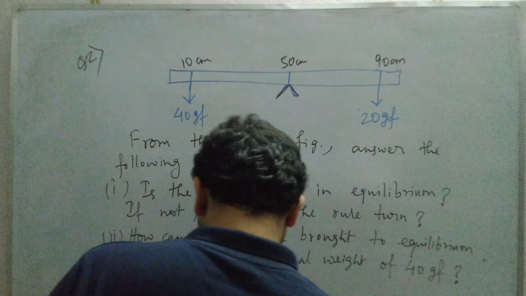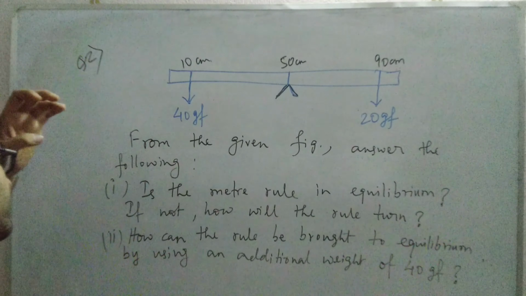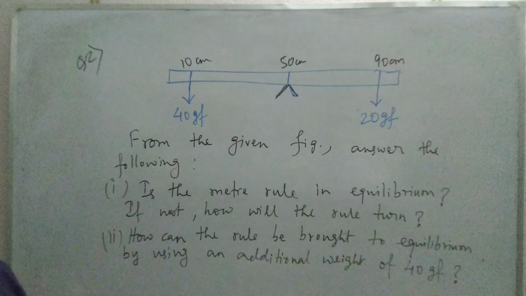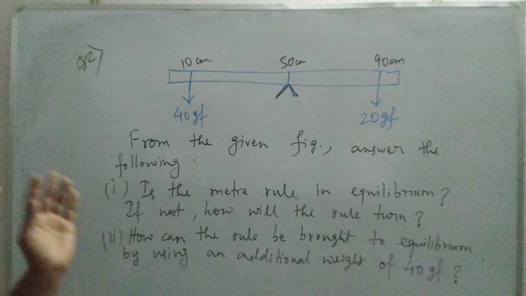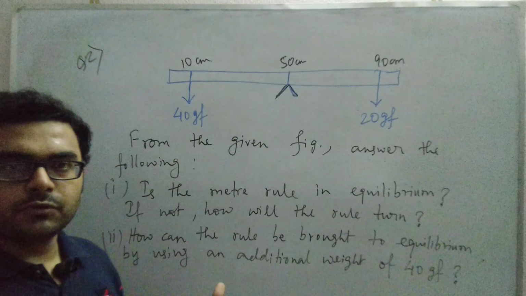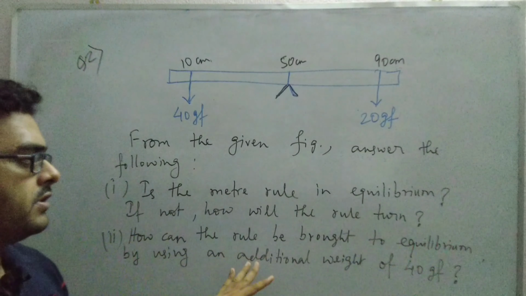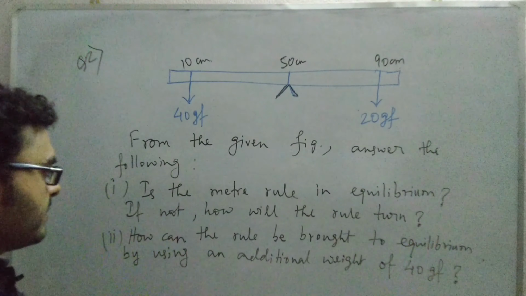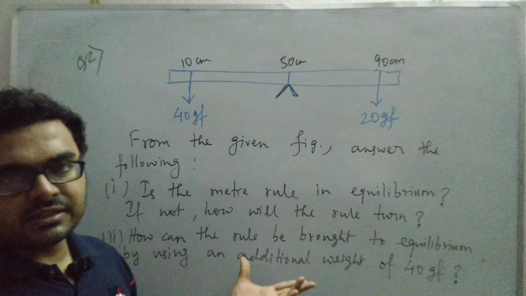I think the question is clear to you all. From the given figure, answer the following. The first question asked is whether the meter rule is in equilibrium, and if not, how will the rule turn? Obviously, as the question asks how the rule will turn, you can understand that the rule is not in equilibrium. The second part asks how the rule can be brought to equilibrium by using an additional weight of 40 gf. Let us come to the solution.